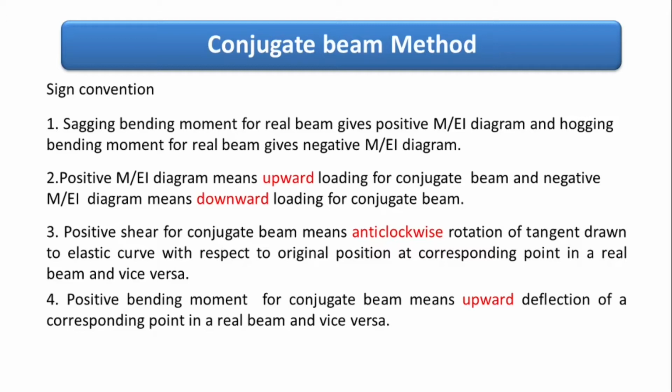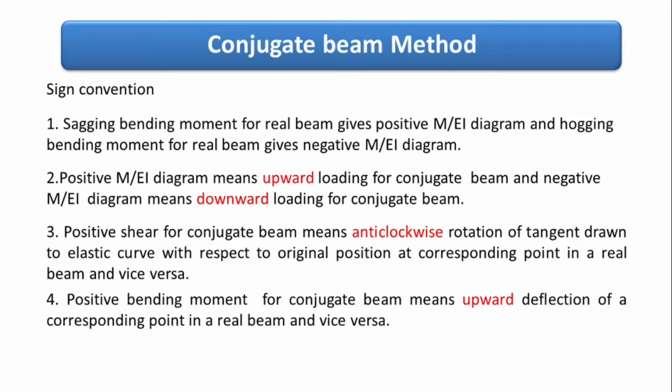Then the sign conventions. The sagging bending moment for the real beam gives the positive M by EI diagram, and the hogging bending moment for the real beam gives the negative M by EI diagram. Now a positive M by EI diagram means upward loading for the conjugate beam, and a negative M by EI diagram means downward loading for the conjugate beam.